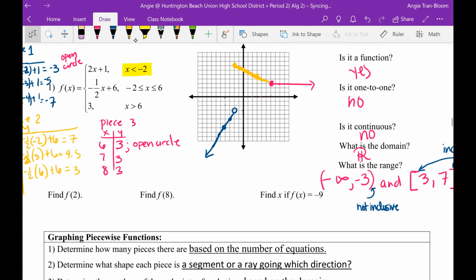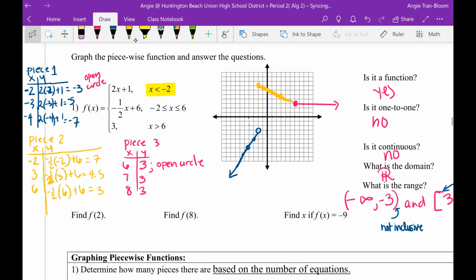Now, we have 3 more components for this one. Find f of 2. Raise your hand and tell me what we do with this. Plug in 2 for x. But how many pieces do we have? How do I know which piece? Just pick one? Nope. Don't do all of them.